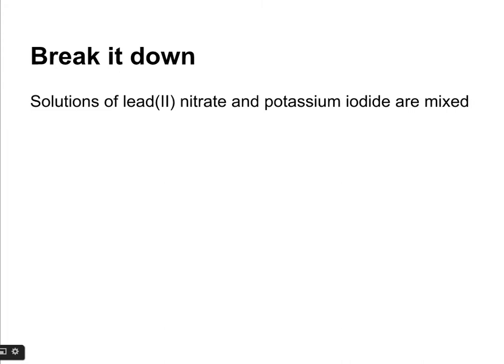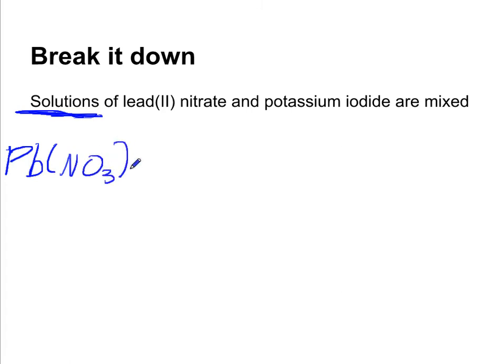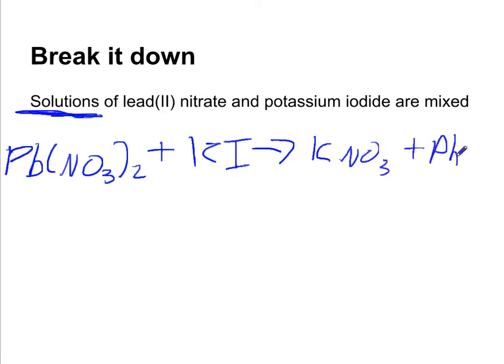So we're going to do several examples here. Solutions of lead nitrate and potassium iodide are mixed. Right here they told us that these things are solutions. That means they're dissolved in water. So normally we would write this as lead 2 nitrate and potassium iodide. They're mixed. It's a double replacement reaction. We're going to get KNO3 and PbI2.